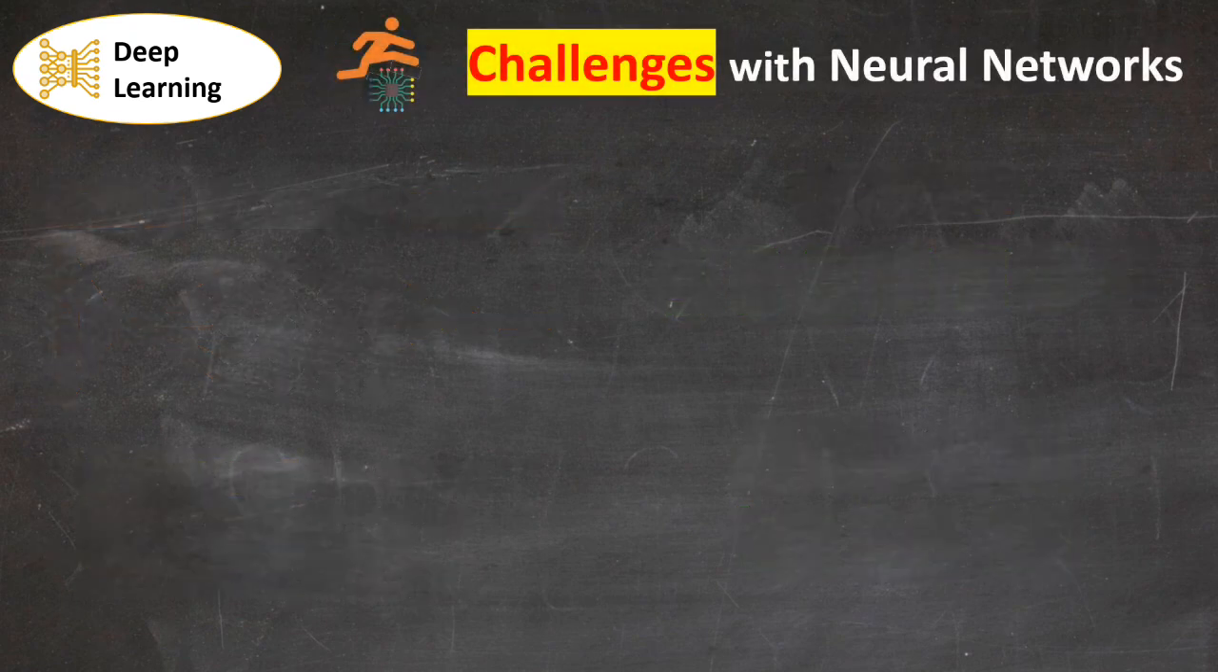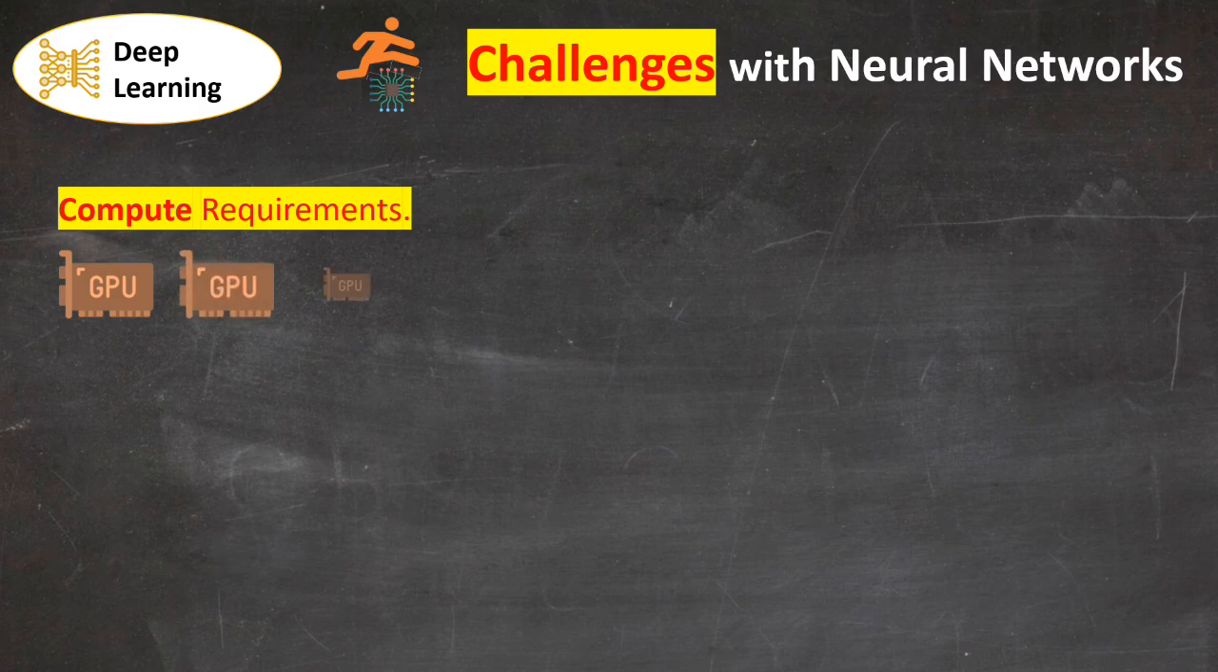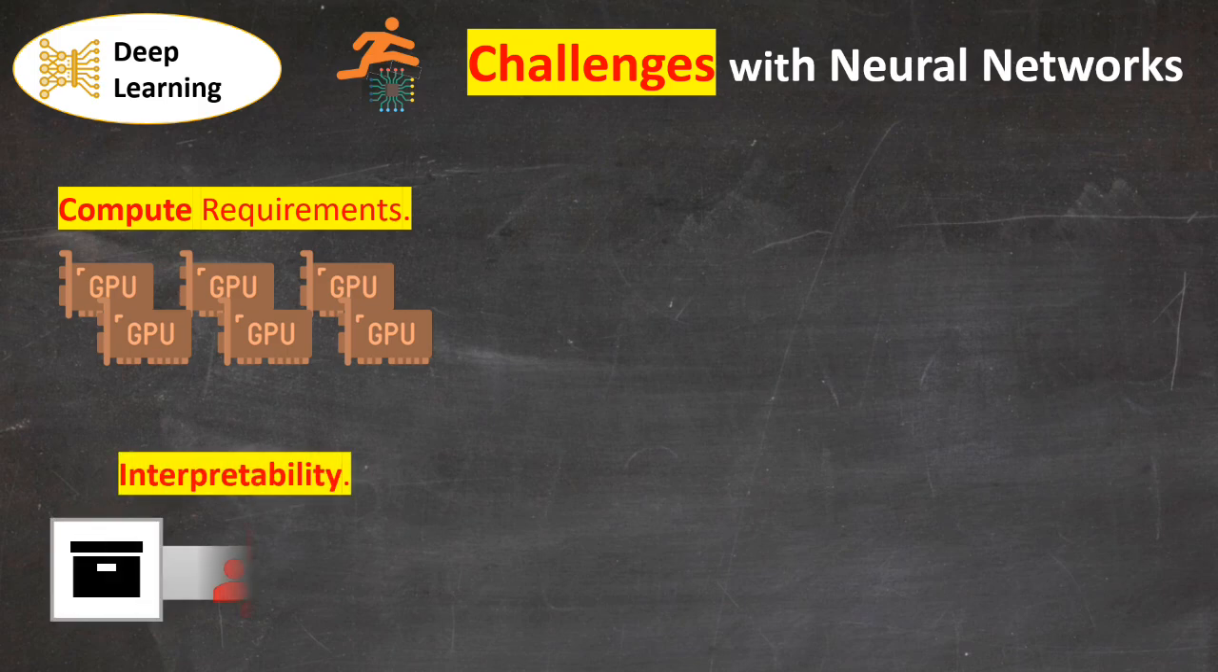While deep learning is incredibly powerful, it comes with its challenges. First, computational requirements can be significant. As we just mentioned, training deep neural networks requires high-performance GPUs or cloud resources, which can be costly and time-intensive. Second, there's the issue of interpretability. Deep learning models are often considered black boxes, making it difficult to understand how they arrive at their decisions, which can be a concern in critical applications.